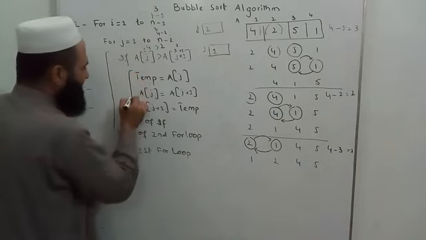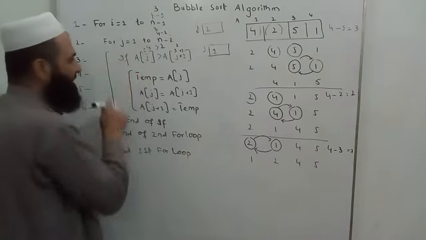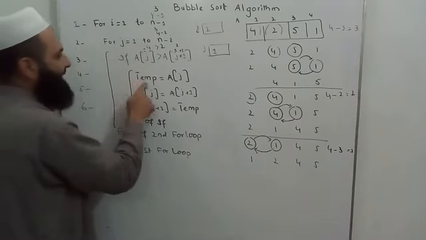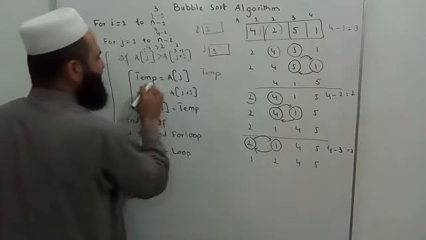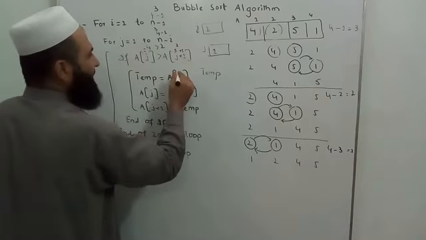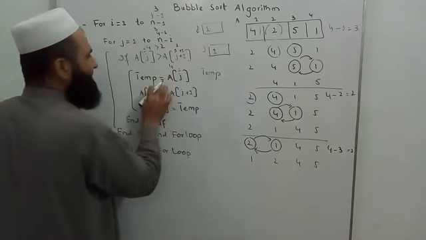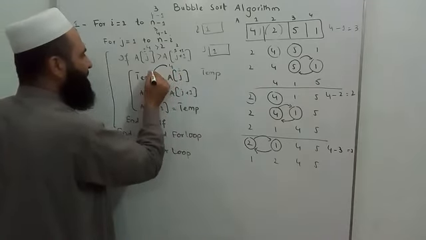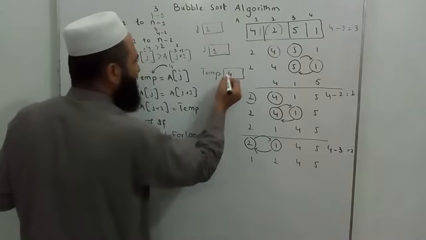These statements are within the body of this if statement, associated with the if structure. Now temp is another variable, and it is assigned A of j. The j value is 1, A of 1. At A of 1, we have 4. This is the assignment operator. It will take the value 4 and store it in temp. So temp will be assigned value 4.